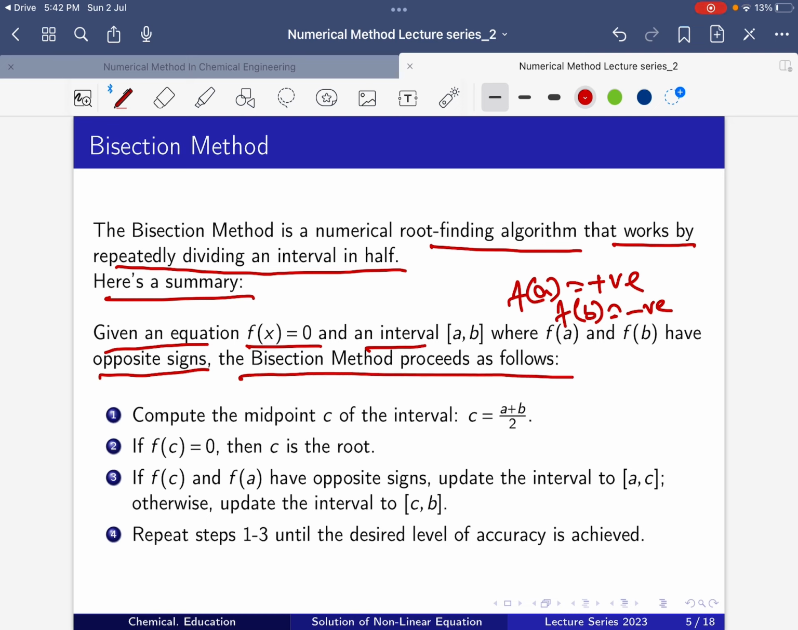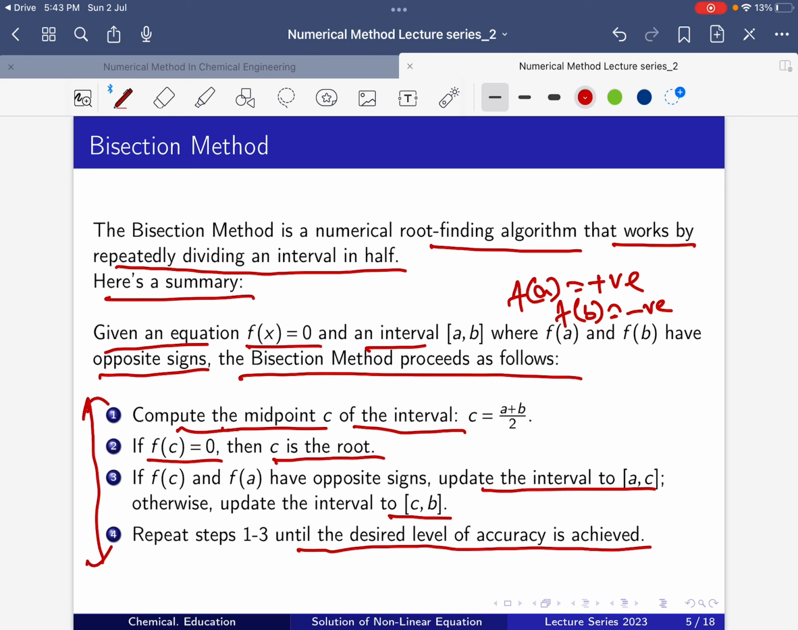The bisection procedure is as follows: compute the midpoint. If f(a) and f(b) have opposite signs, then compute the midpoint c of the interval, so that c is equal to (a plus b) by 2. If f(c) is equal to 0, then c is the root of the equation. If f(c) and f(a) have opposite signs, update the interval to a to c, otherwise update the interval to c to b, and repeat that procedure until the desired level of accuracy is achieved. This is the algorithm.